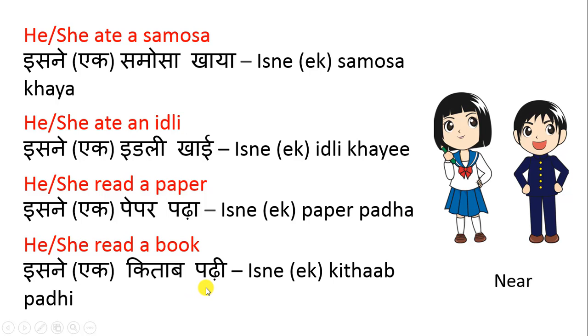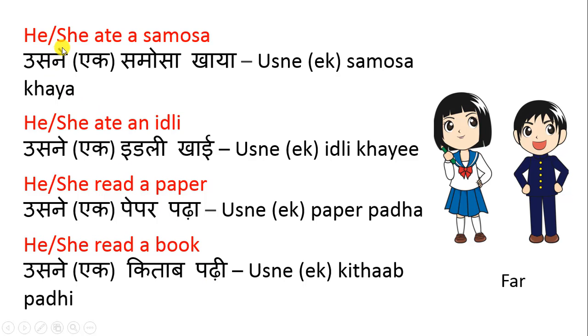All right. Next, he or she ate a samosa. Usne samosa khaya. Now, in this case, usne refers to he or she when he or she is far away from you. When he or she is far away from you, we use usne for he or she. Rest everything is the same. Samosa, samosa. Kha becomes khaya as samosa is male or belongs to masculine gender.